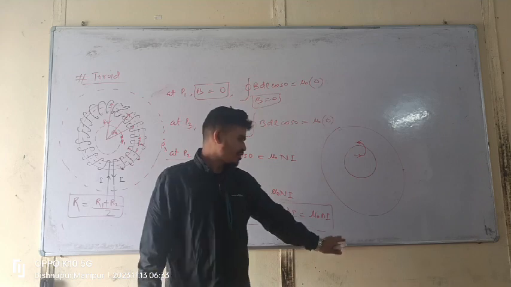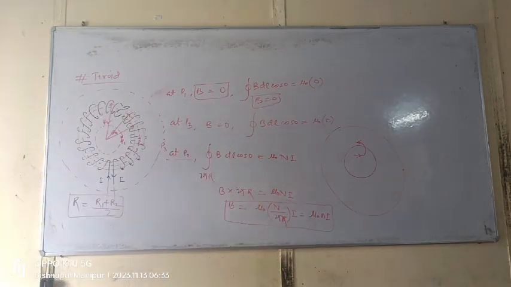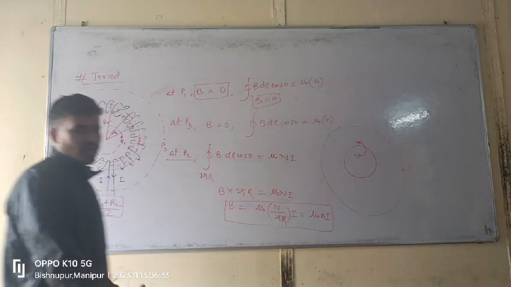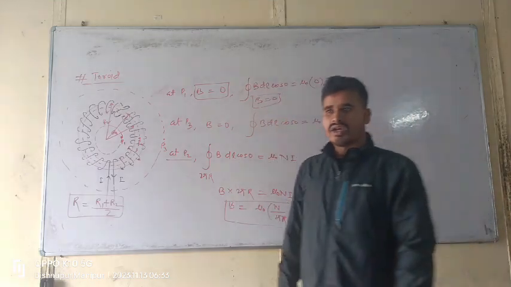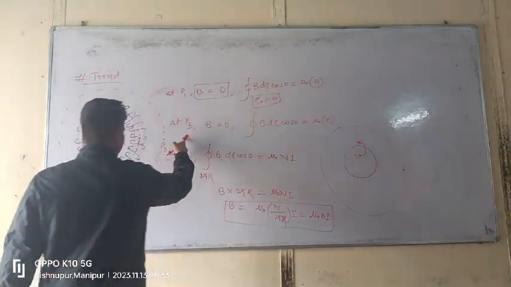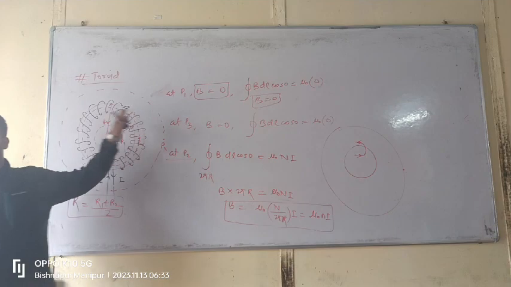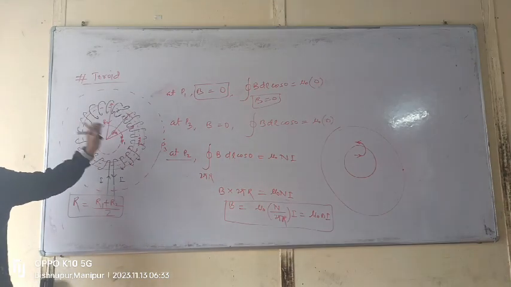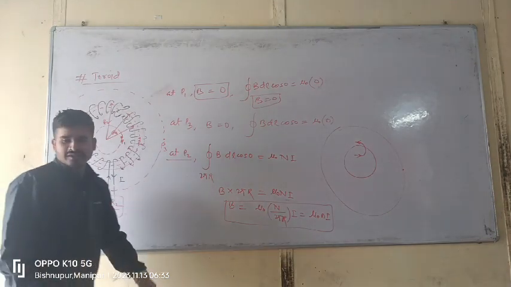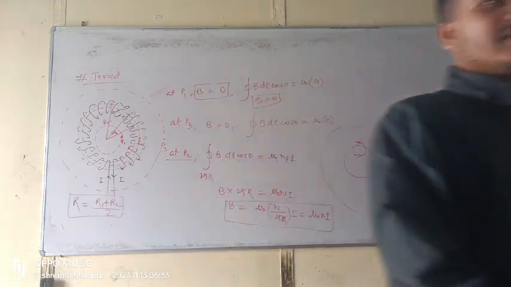Copy this. This is for a toroid. Clear? And outside is 0. That means outside is 0, and inner and outside is 0. What about in between them? It is mu naught N I. Clear? Copy.